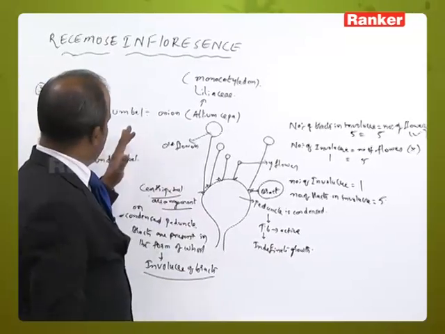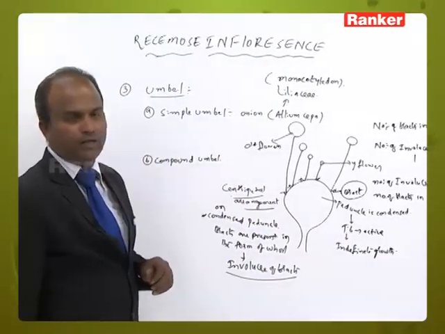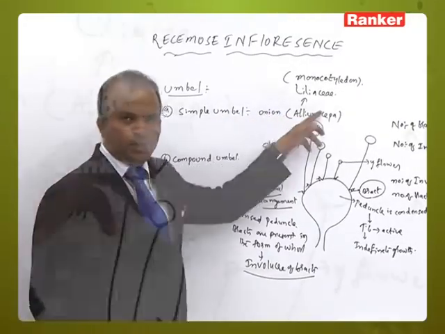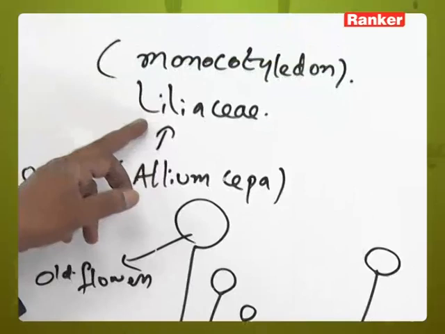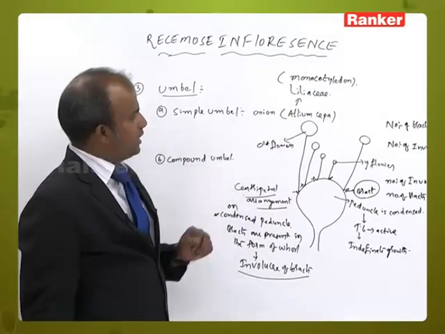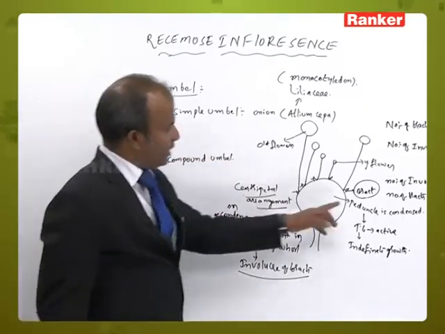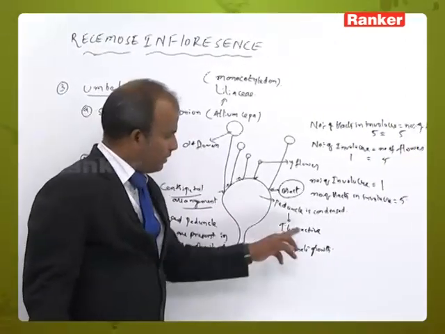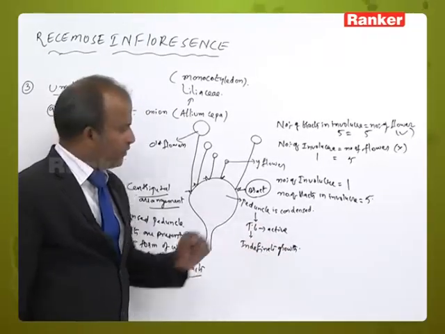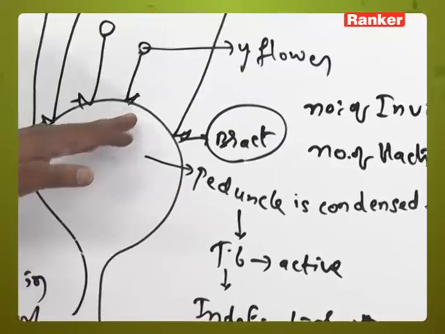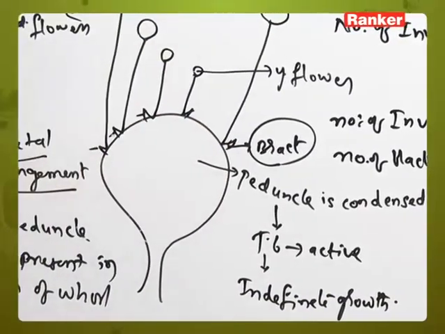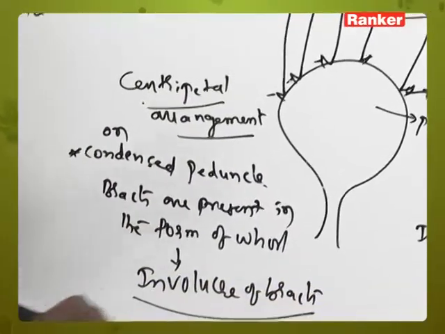So this is about simple umbel. Simple umbel means that is nothing but onion. Example, Allium cepa belongs to the family Liliaceae, belongs to monocotyledon, and in this simple umbel peduncle is condensed. Terminal bud, whether it is active or inactive means active. Why? Because it shows indefinite growth. On this condensed peduncle, bracts are developing. These bracts are forming whorl-like structure. Can we call that one as involucre of bracts?